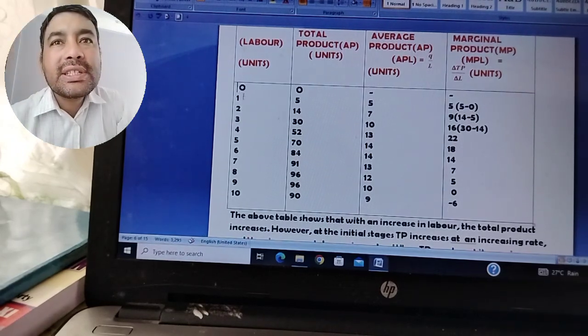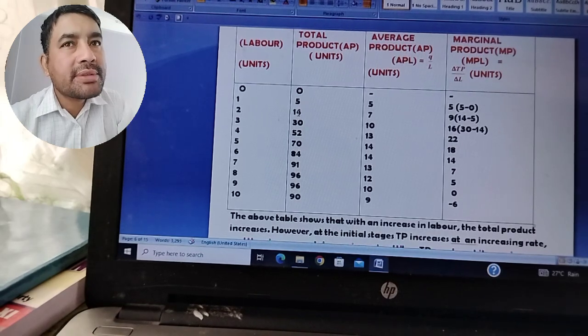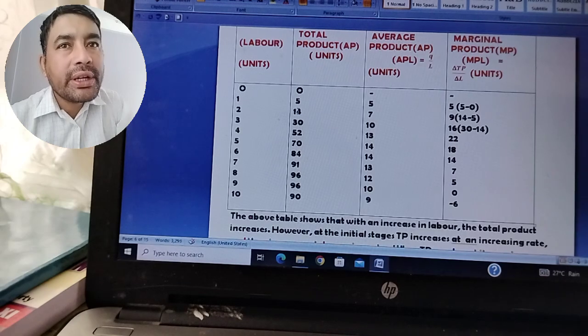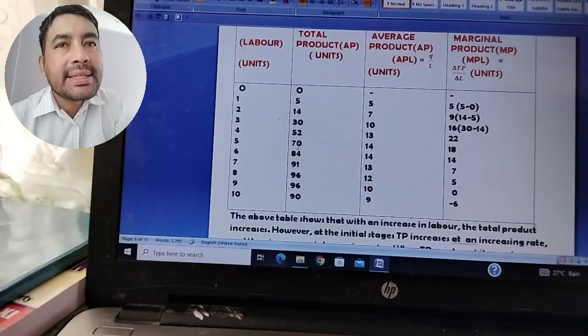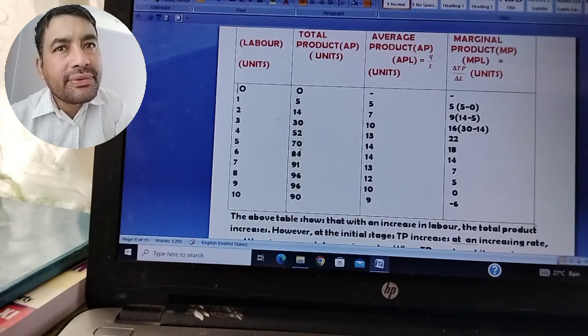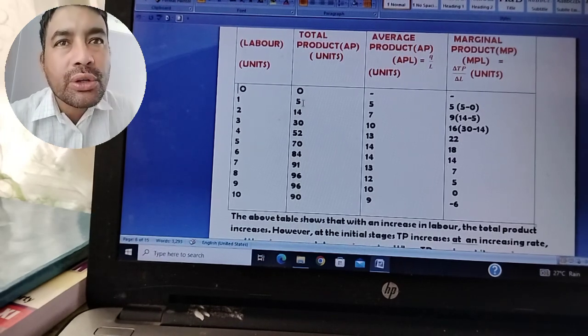So 0 to 10. Then total product. Again, you have to memorize this point. 10. Total product is first 0, then 5, then 14, then 30, then 52, then 70, then 84, then 91, 96, then again 96, then 90. See, we have to take this figure, otherwise you will not get the desired result. So you have to memorize this point also.